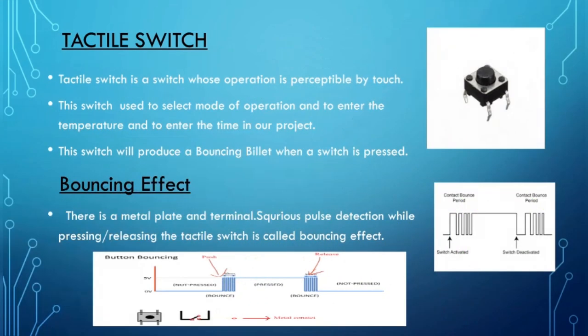Tactile switch. A tactile switch is a switch whose operation is perceptible by touch. The switch is used to select the mode of operation and to enter the temperature and the time in our project. The switch will produce a bouncing effect when a switch is pressed. The bouncing effect is as shown in the image.